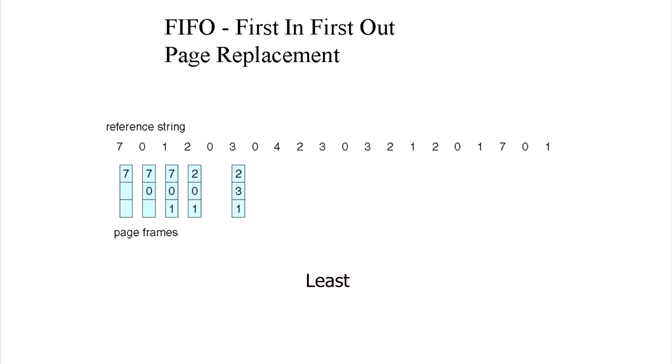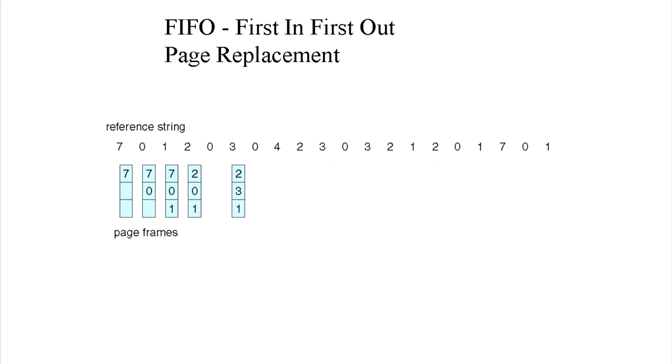Now we have another 0, and if we look at our page frames, as I mentioned before, if we look at the number that's been in there the longest, which is the 1 now, since the 2 has only been in there for 3 frames, and the 3 has only been in there for 1 frame, the 1 is the natural next selection to be replaced. So we're going to replace it with the 0.